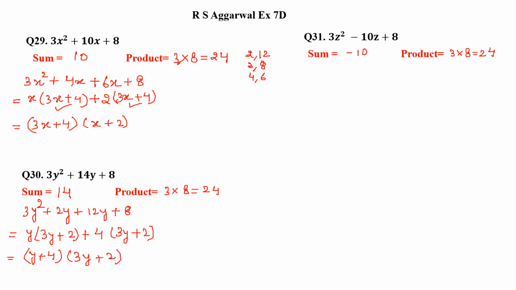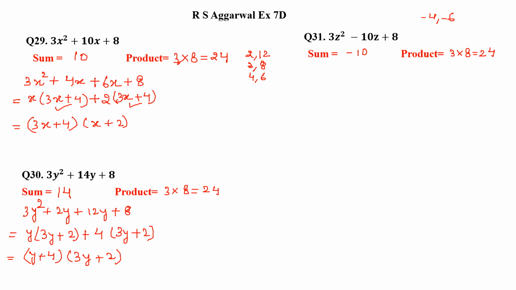It means both the numbers which you will take, sum should be minus 10 and the product should be positive. So both the numbers will be negative numbers. I have already written the options here, right? 2, 12, 3, 8, 4 and 6. So if you can see here, if I take minus 4 and minus 6, if I add minus 4 and minus 6, I will get minus 10. If I multiply minus 4 and minus 6, I will get 24.